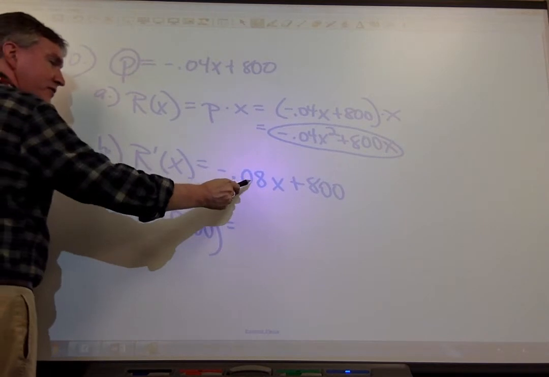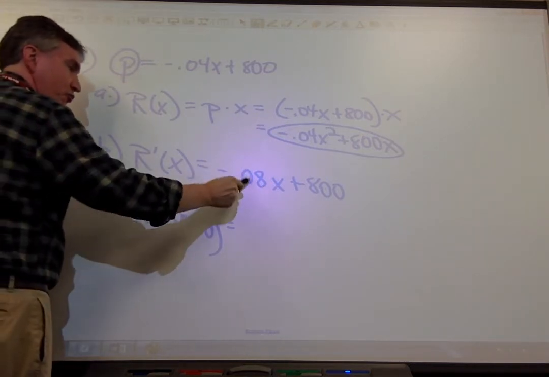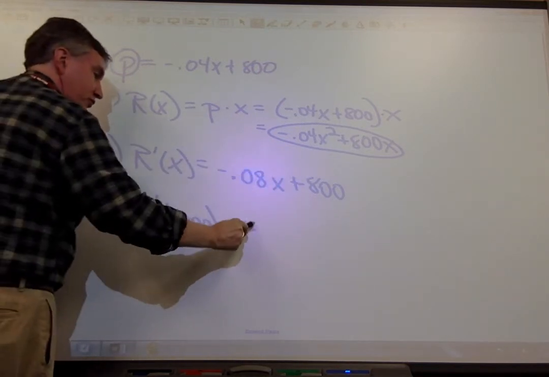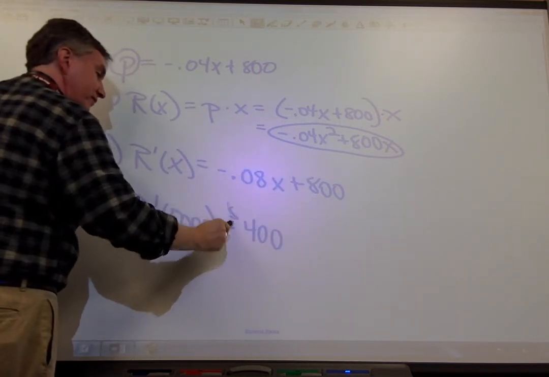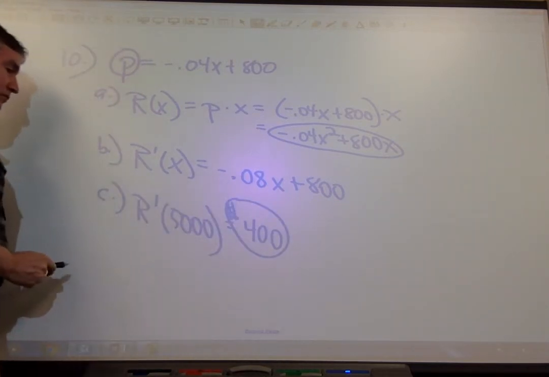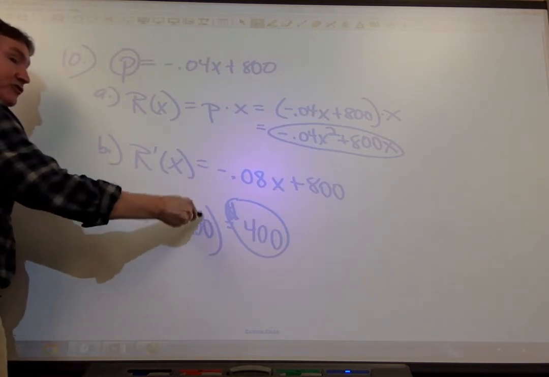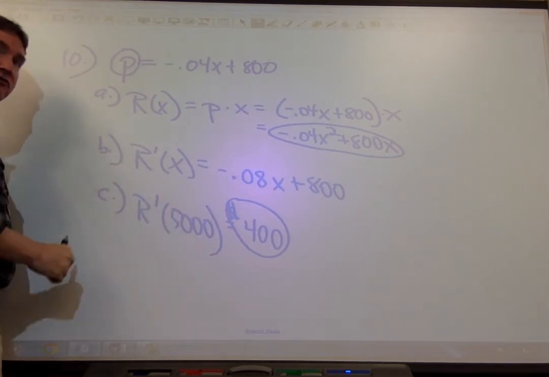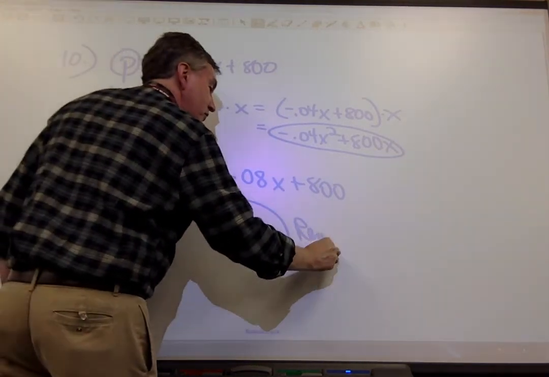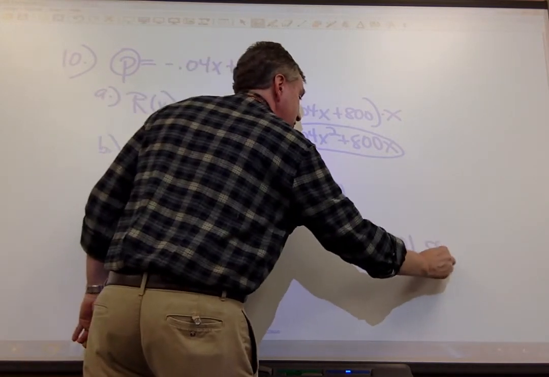Okay. What is 0.08 times 5,000? It would be negative 400 plus 800. Yeah. So is that 400? What does that tell me? How would you interpret that? That $400 is the revenue from what? The 5,000 and first speaker system sold?